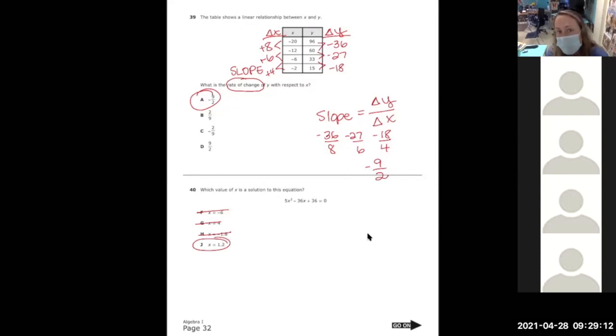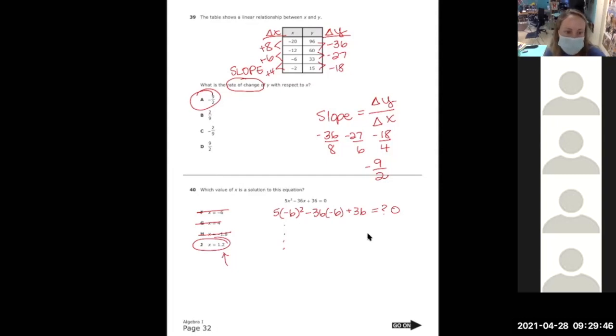Another way to do this problem is to plug in these numbers and see if the quadratic equals 0 when you plug them in. So that'd be like 5 times negative 6 squared minus 36 times negative 6 plus 36. You would want to see, does that equal 0? And you would do the same thing for all 4 numbers. And if one of them equals 0, then that is your answer choice. And J would equal 0. That's probably the way we should have done it from the beginning.